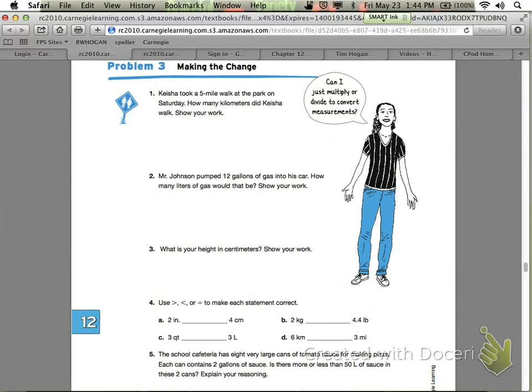That is going to be it for 12.3 as far as moving between the measurement systems with metric and customary. What I would like you to do for homework is problem number 3, making the change on page 798. All I want you to do is number 1 through number 5 on page 798. That is it. So finish that up for homework, and if you have any other questions, please feel free to ask. Otherwise, make sure that you just refer back to that conversion table chart. Very, very helpful, and should make converting from one system of measure to the other as easy as possible.